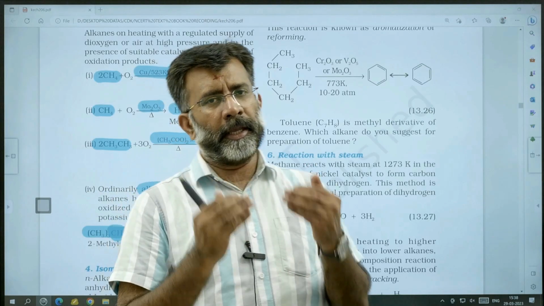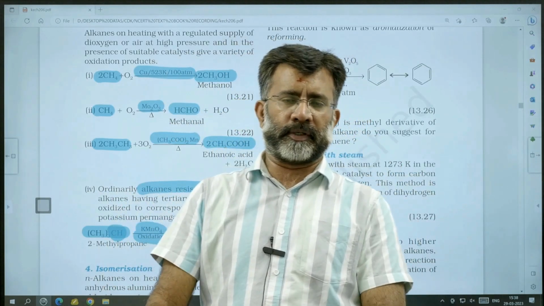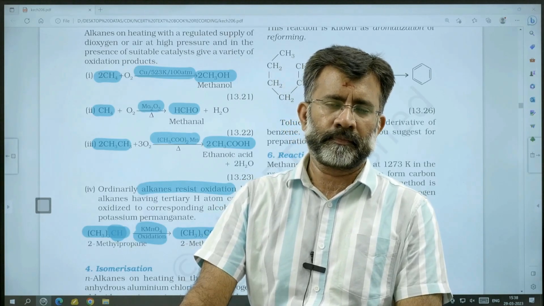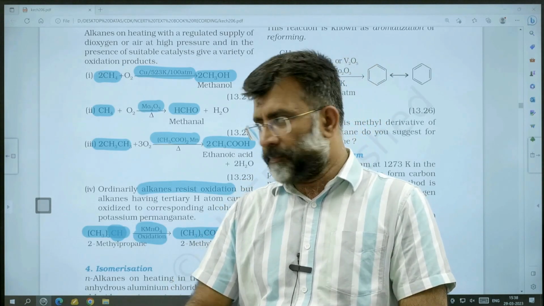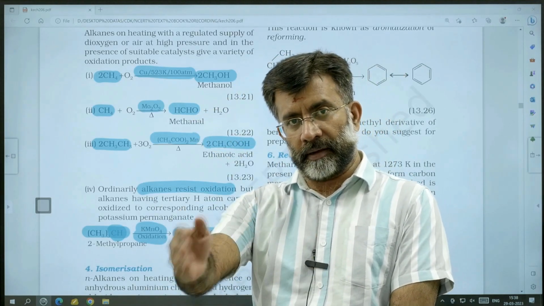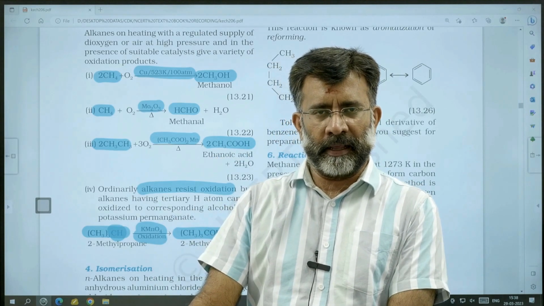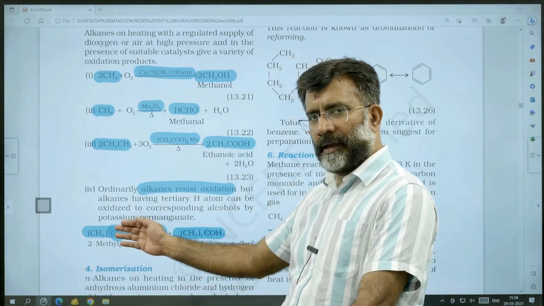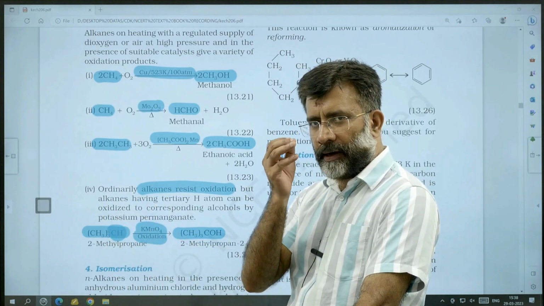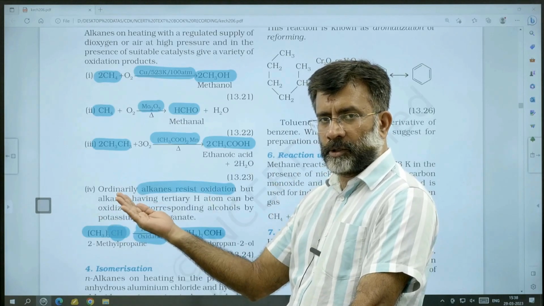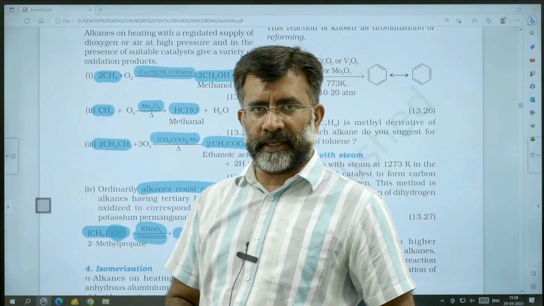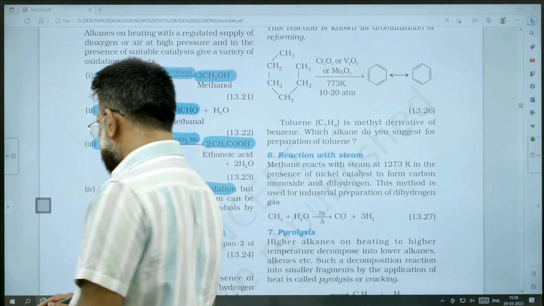So 2-3 important controlled oxidation reactions are given. Methane with the copper catalyst giving methanol. Methane with the molybdenum oxide catalyst giving methanol. Ethane with the manganese acetate giving ethanoic acid. And oxidation of alkane with a tertiary hydrogen. Example, 2-methyl propane contains a tertiary hydrogen that can be oxidized to alcohol. These are some controlled oxidation reactions referred to in the text. Make a special note of those reactions.